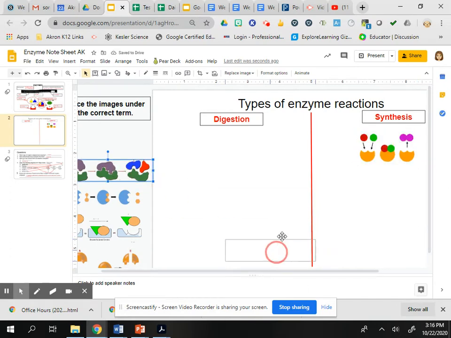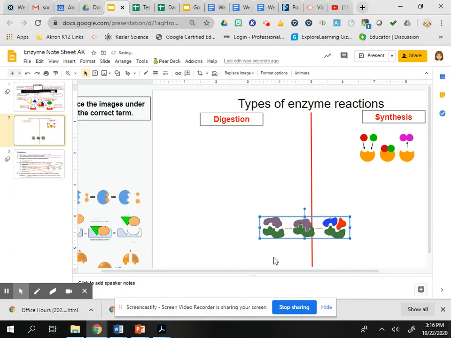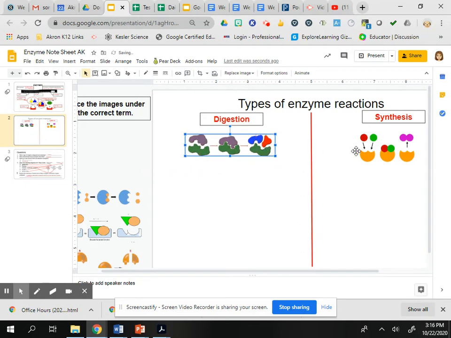And then this next one here, we're taking a purple thing and a green thing, and when I look through quick, the green thing doesn't change, so I know that's my enzyme. So I'm going to watch to see what happens with this purple thing, and it looks like it gets broken into 2 pieces instead of one big one. So to me, that sounds like digestion because we're breaking it down.